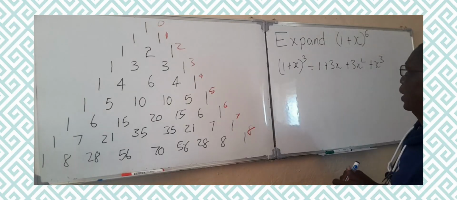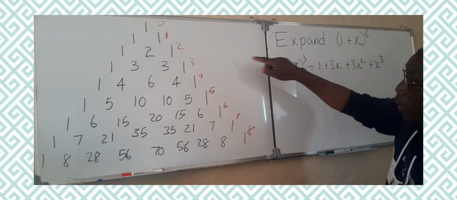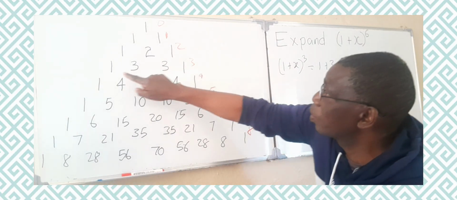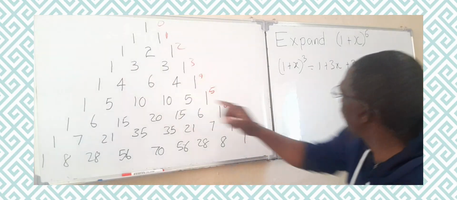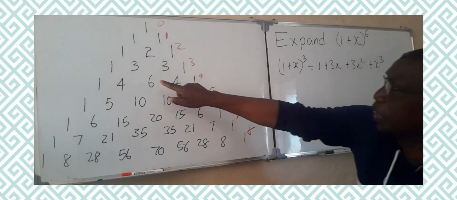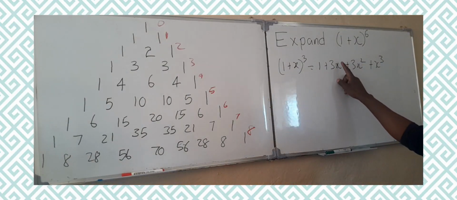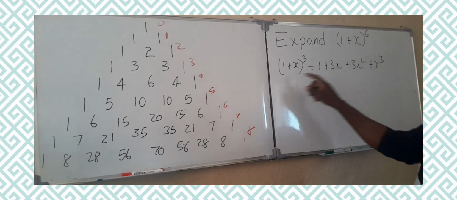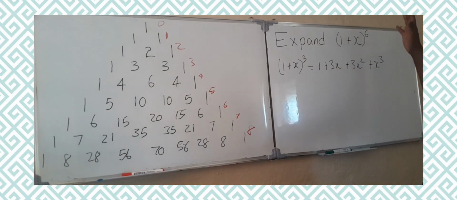Let's do it again. Here we are given 1 plus x to the power 3. Our power is 3, so I go to my Pascal's triangle and identify line number 3. These are the coefficients of the terms in the expansion. The first term, of course, is just 1. The second term has coefficient 3, and we know that it's x to the power 1, x to the power 2, until it gets to x to the power 3. But what we are identifying here are the coefficients as we go up the powers of x. Okay, that will be 1 plus x to the power 3.